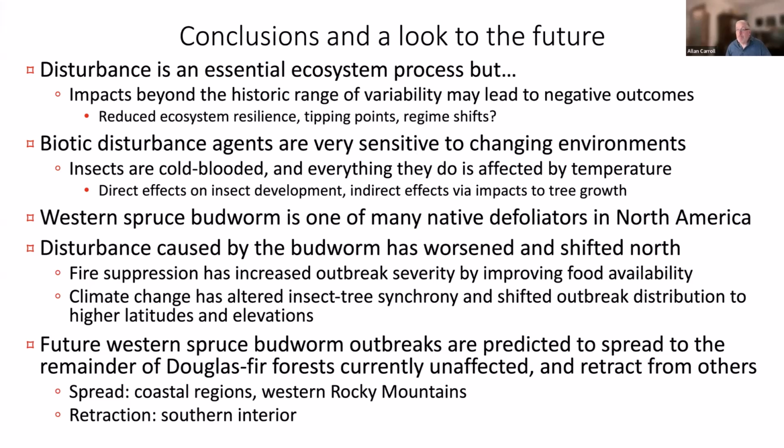The second point I want to emphasize here is that these biotic disturbance agents are very sensitive to changing environments. So insects themselves are cold-blooded, they're ectotherms, and this means that everything that they do is affected by temperature. And this means that when temperatures change, so do the behaviors of populations of these animals. There's direct effects on insect development, but there's also indirect effects by the way in which the environment is affecting the tree.